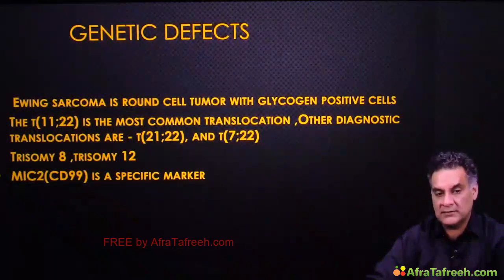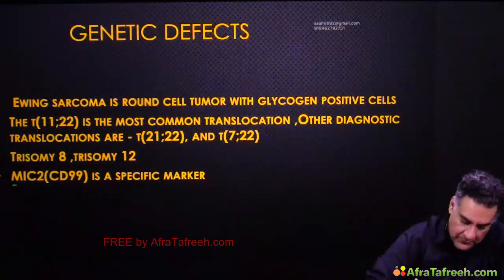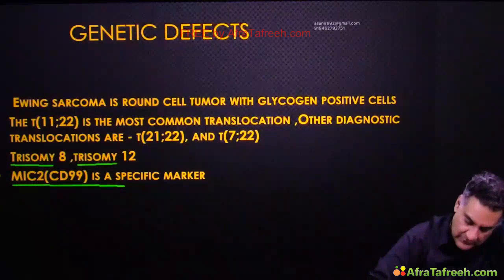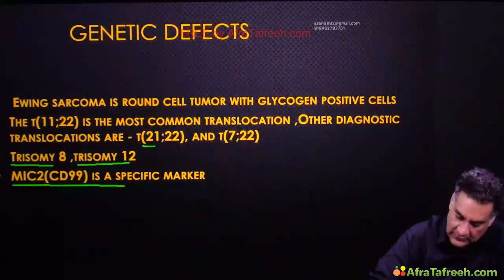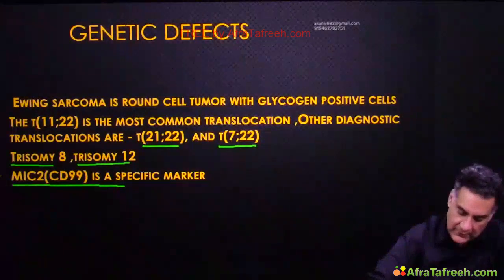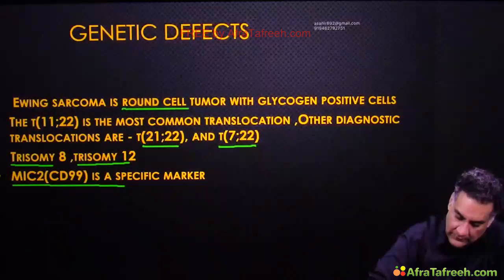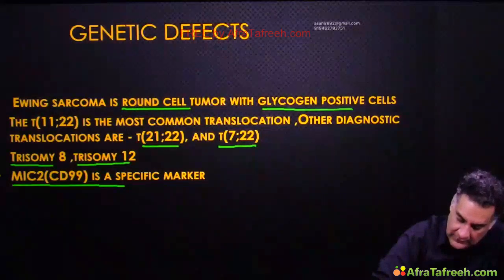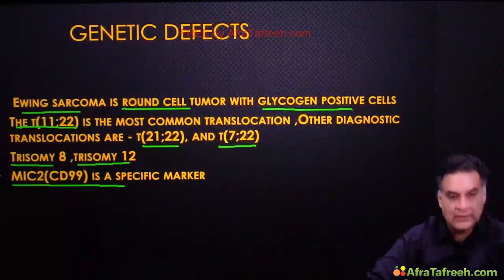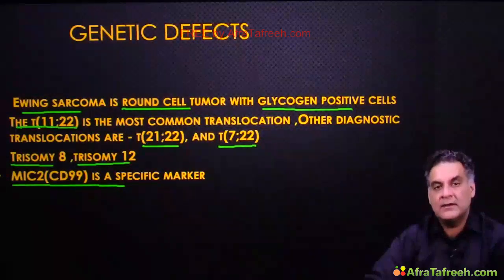Genetic linkage of Ewing's. MIC2 is a specific marker associated with trisomy 8, trisomy 12. There is a translocation 21-22, 7-22. The bigger digit is always at the second point. Ewing's is a round cell tumor with glycogen positive cells. The most common genetic defect is translocation 11-22.